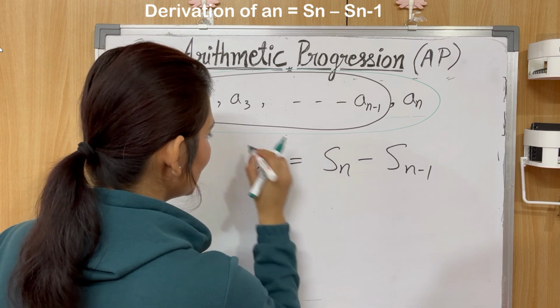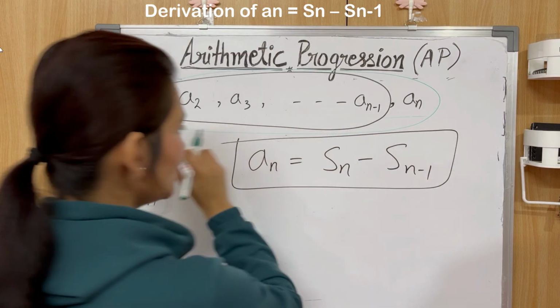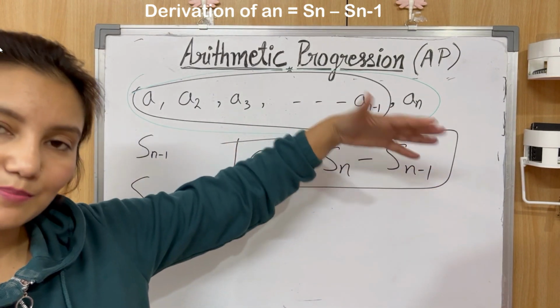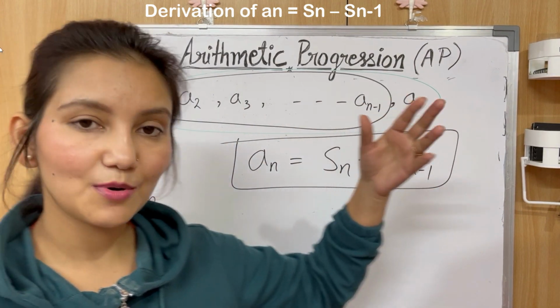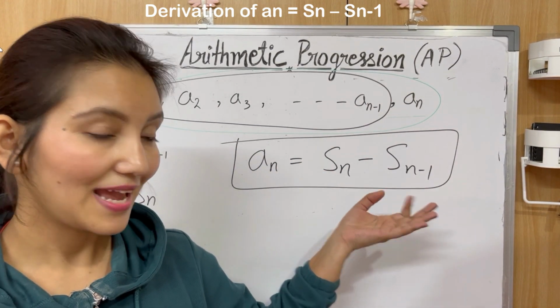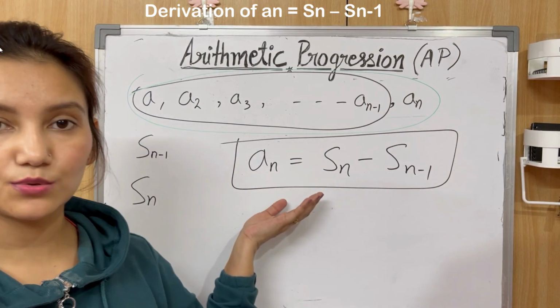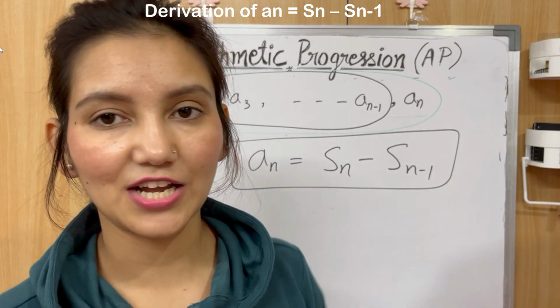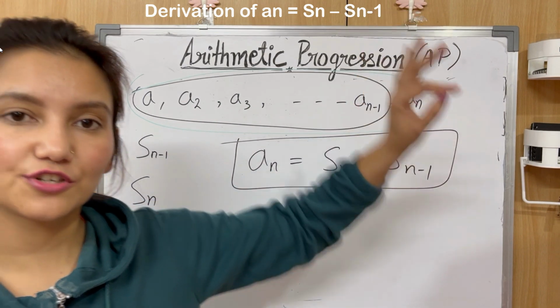So this is the formula: the nth term of an AP is equal to Sn minus S(n minus 1). A simple formula. If you know the sum of n terms and the sum of n minus 1 terms of that AP, you can simply find the last term of that AP, that is the an term, the nth term. So this formula you also need to remember.